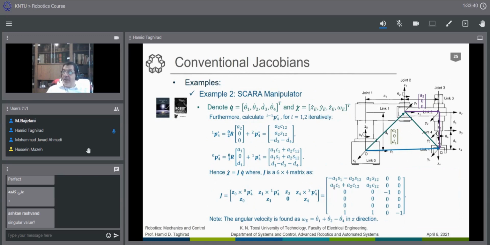Although we have a 6 by 6 matrix here, we can just reduce it to these 4 rows. We can find the 4 by 4 Jacobian matrix that relates these two to each other. The ωE would be in the z direction, as you see here. This is a really sophisticated Jacobian matrix, and if you would like to find the forward kinematics and take the derivative of all terms, it would be a much harder issue to work with. Well, all right, any questions?